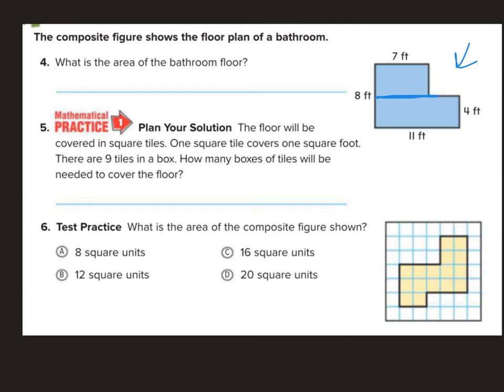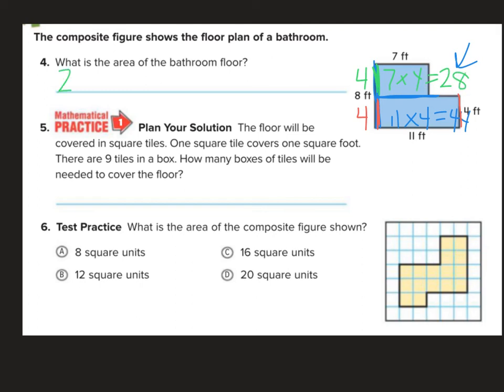Okay, so for the bottom, I just have to do 11 times 4 equals 44 for that area. And then I know that this whole side is 8. Okay, I know that because this side is 4, that this piece right here, the red piece, is 4. So that means I need to figure out the green piece here. So if the red piece is 4 plus the green piece equals 8, then I know that the green piece is also 4. So I need to do 7 times 4, which is 28, for the top one.